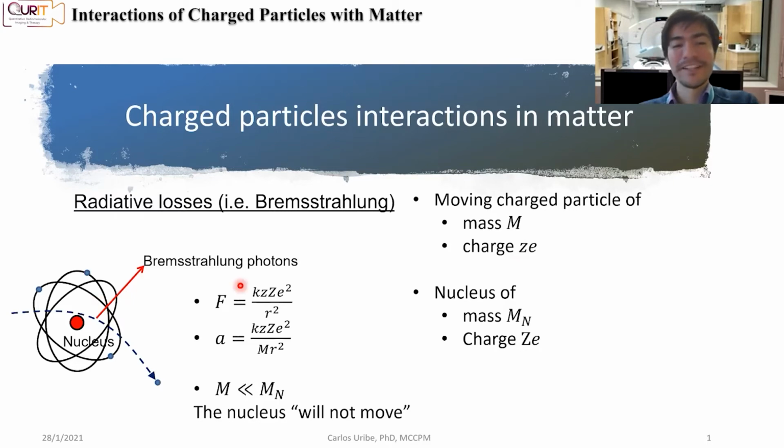So if this is the force, then you can think about Newton's law, force equals mass times acceleration. And the acceleration of that traveling particle is going to be that force divided by the mass. And we can basically assume, especially for beta minus particles, but in general, that the mass of that charged particle traveling in that medium is much, much smaller than the mass of the nucleus. So basically, the acceleration of the nucleus is going to be much, much lower than the acceleration that that particle feels. So the nucleus is basically not going to move.